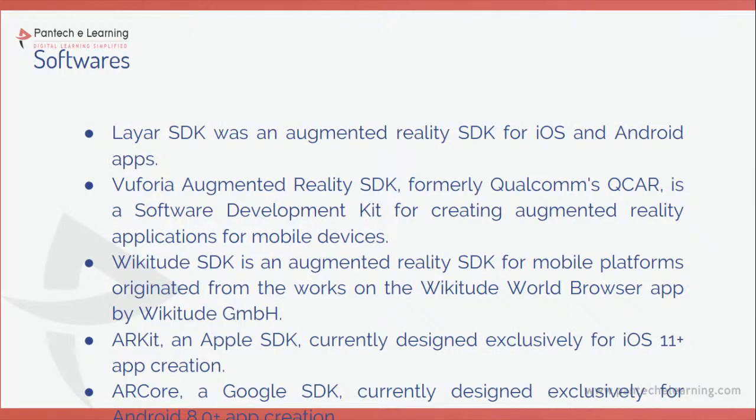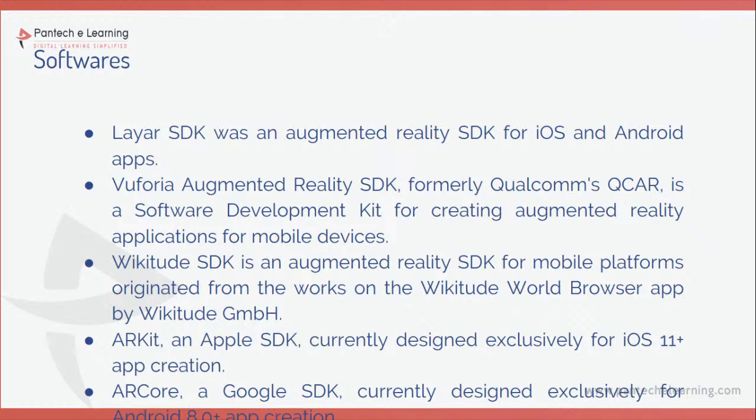So what are the different software used to work with augmented reality? The main software is either Unreal Engine, Blender, or Unity 3D. Those are the main software, and we are going to see the packages that should be used for different sections.